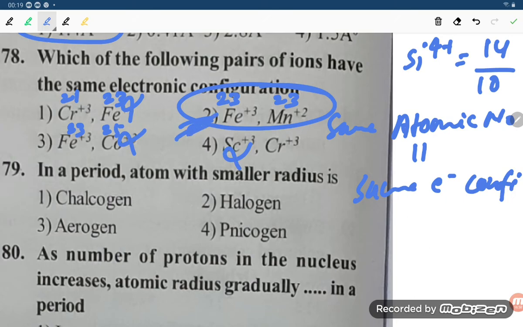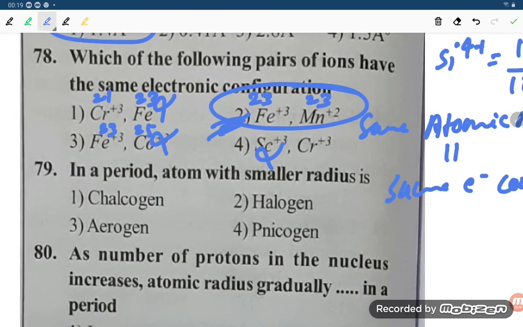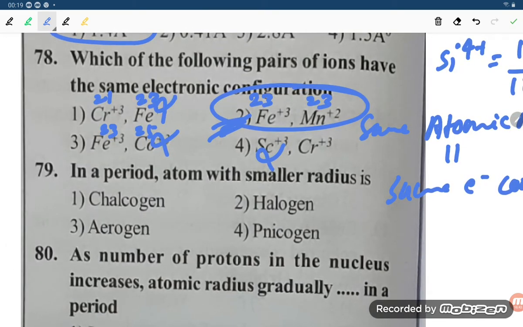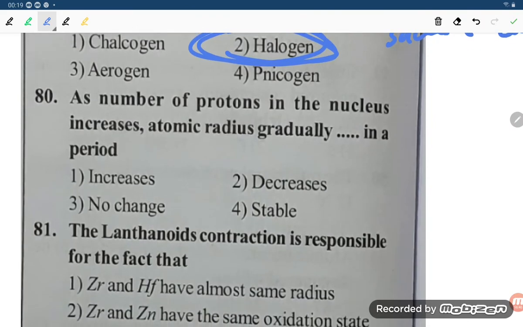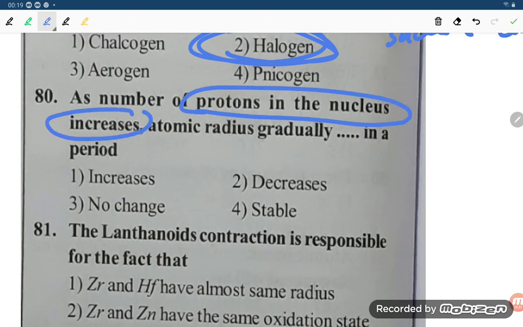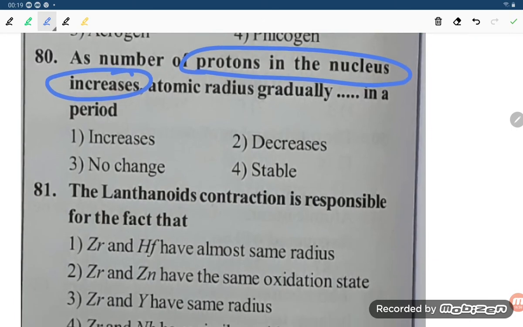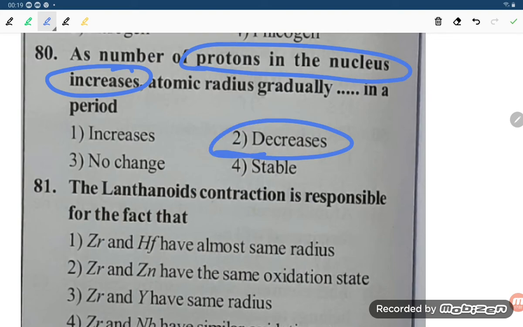In a period, which atoms have the smaller radii? Halogen is having the smallest radii, student. As the number of protons in the nucleus increases, atomic radius gradually decreases. So question number 80, option number 2 will be correct, student.